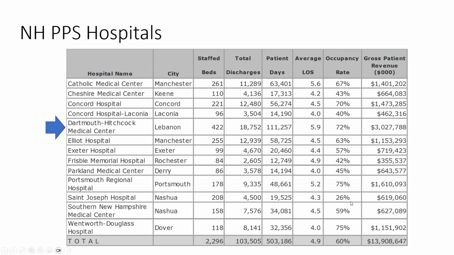You can see their occupancy rates. So the smaller hospitals tend to have lower occupancy rates. They tend to have lower lengths of stay. You can see Dartmouth has the longest length of stay, followed by Catholic. After Dartmouth, Catholic and Elliott are the two largest. You can see again staffed beds 260. I wasn't too far off. I was saying 220. It's actually staffed 261. Elliott staffs 255. Dartmouth, the largest hospital, staffs 422. And then Wentworth Douglas, which I talk about all the time because it's literally just one town away, has 118 staffed beds.